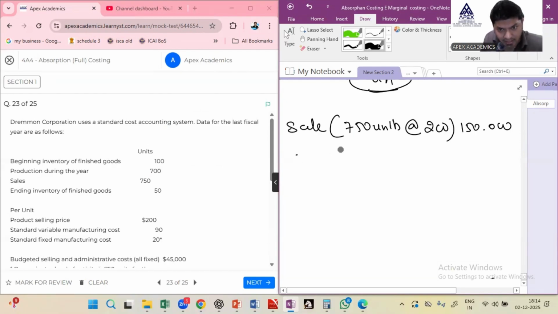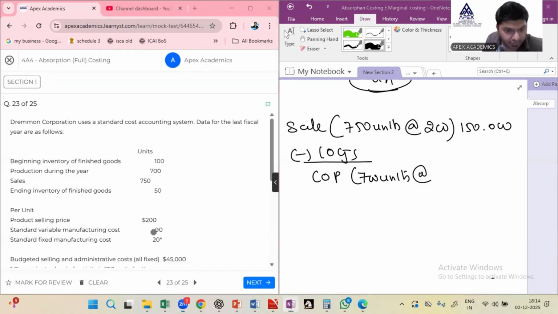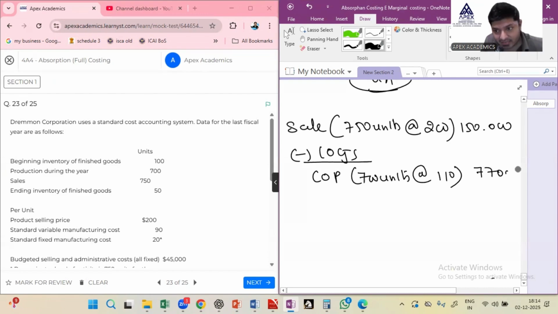From this beta, now I subtract my COGS. What all comes in my COGS? In my COGS, it is cost of production. What is my cost of production? My cost of production will include both the variable as well as the fixed. Please understand, my cost of production is for 700 units at the rate of what? Variable as well as fixed. So here it will be how much? 90 plus 20, which is equal to 110. So the total here will be 77,000.